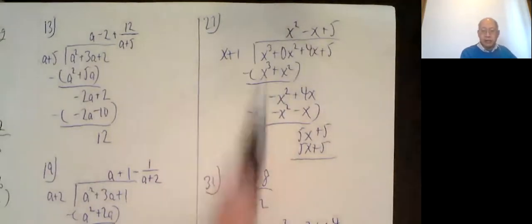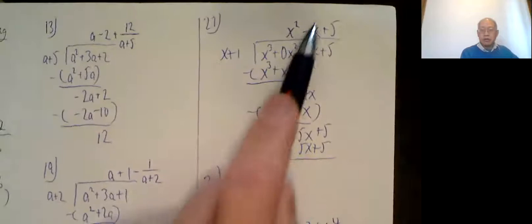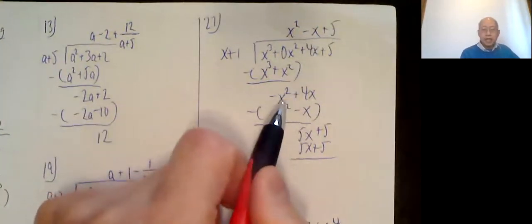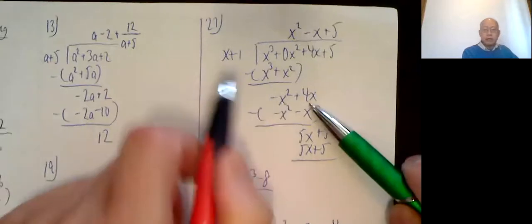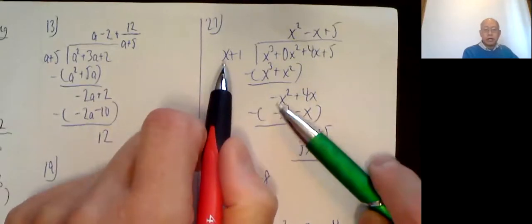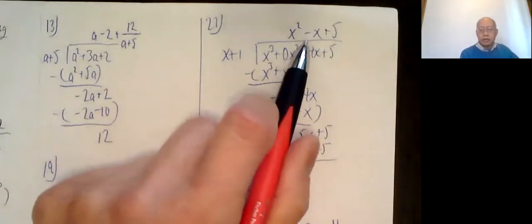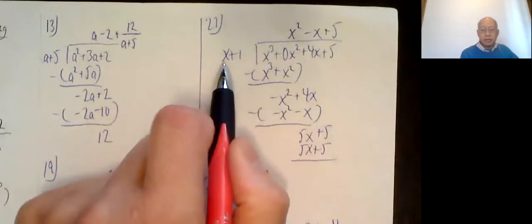Right? So everything here is x cubed. Everything here is x squared. Everything here is x. Everything here is a number. Okay, negative x squared. Bring down the 4x. Start again. First thing here, first thing here. How do you go from x to negative x squared? Negative x. Okay, then multiply negative x times this whole thing.